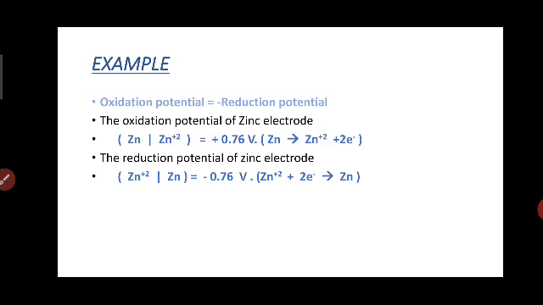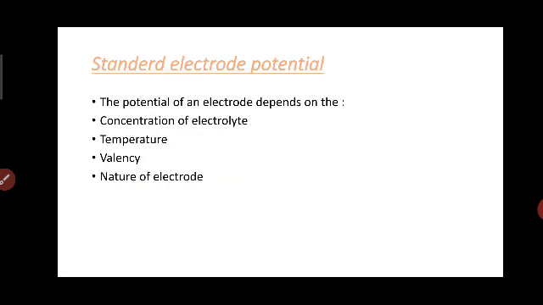If the reverse reaction, Zn2+ plus 2 electrons gives zinc, this is the reverse reaction. This electrode we represent as Zn2+/Zn, and its value is the same in magnitude but quite opposite, minus 0.76 volts. So those are the electrode potentials.